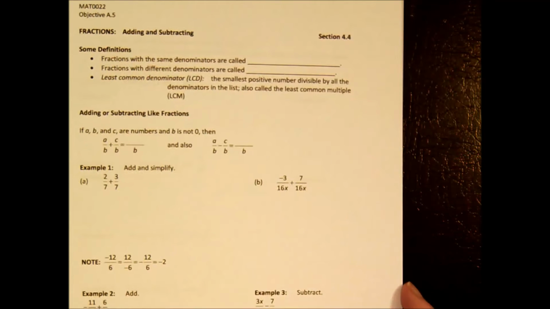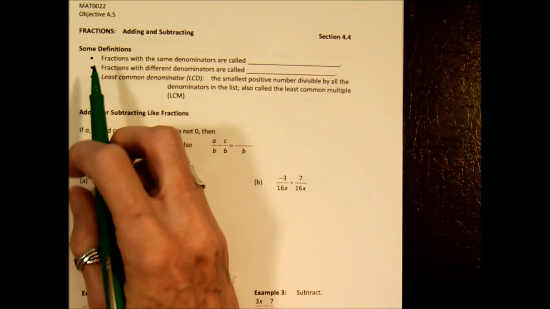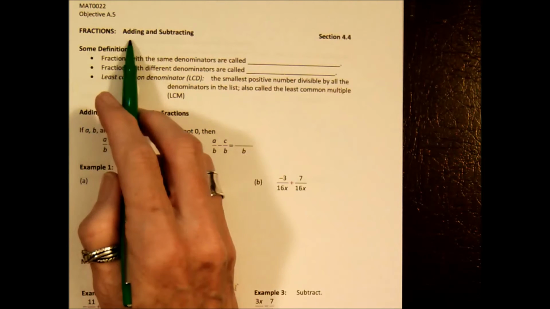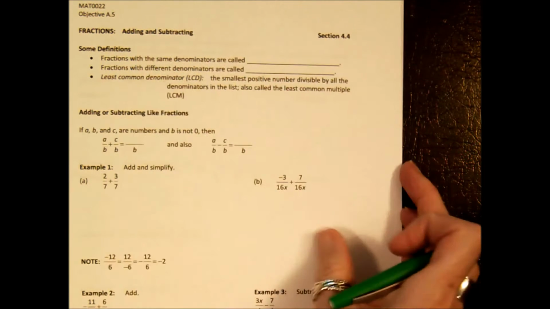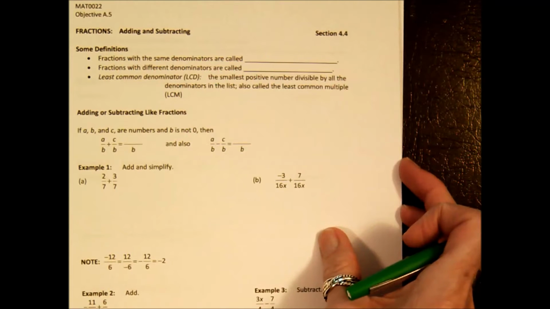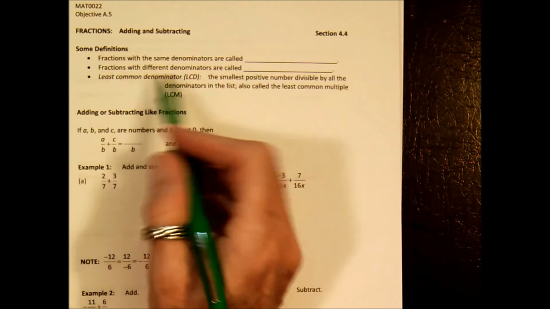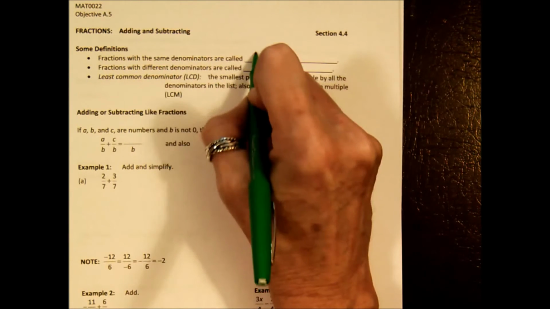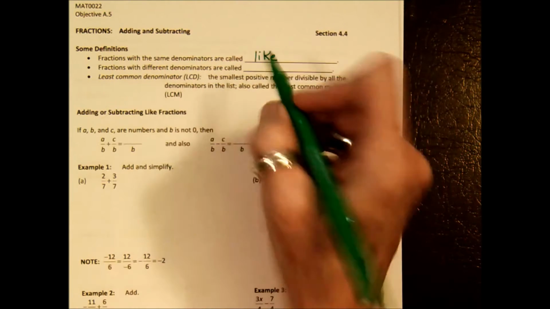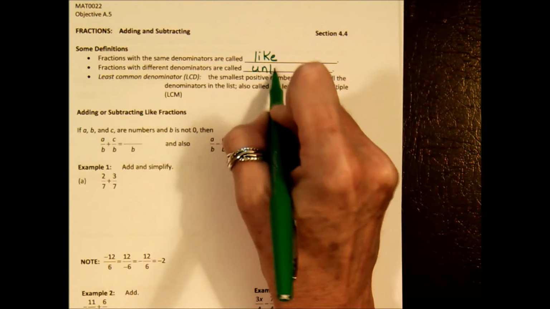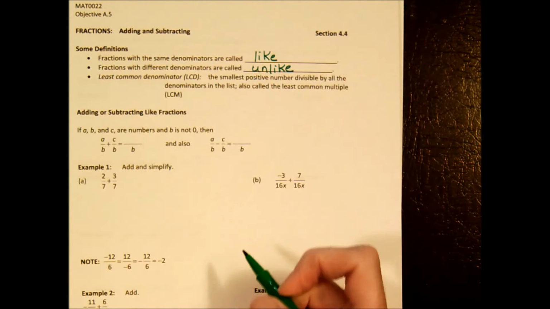This video is a continuation of our arithmetic chapter, and it's on fractions, adding and subtracting. So let's look at the top at a couple definitions. It says fractions with the same denominators are called like fractions. Fractions with different denominators are called unlike. Not very creative, but that's what they're called.